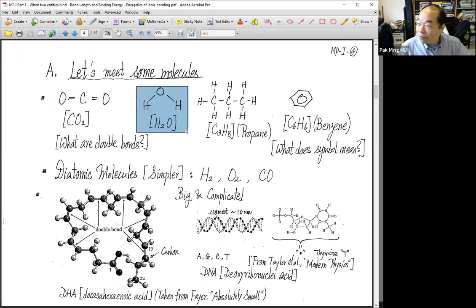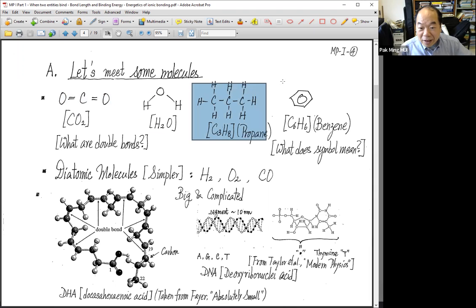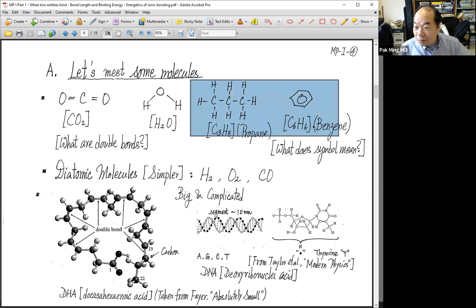Water, also a bad guy for climate change in the form of vapor in the atmosphere. And then we have propane, interesting. And then we have benzene, and this carbon thing, organic chemistry. And then you may wonder, what does this thing mean? What is the circle in the center? Does it mean anything quantum mechanical? The answer is a big yes. If you don't know quantum mechanics, forever you only draw a circle. You don't understand what it is.